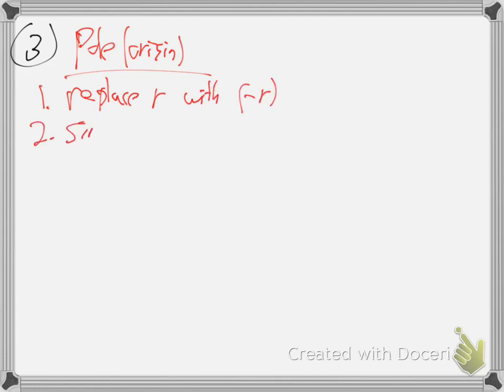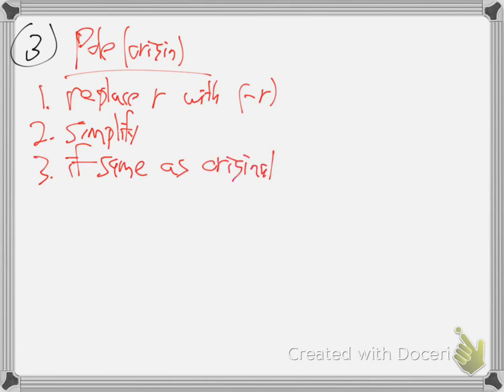Step 2, simplify, like always. Step 3, compare. If it's the same as the original, that's symmetry, then yes, otherwise maybe. And what would that look like? That's the pole, it's like diagonal symmetry kind of. Through the pole, through the origin, it's the same on the other side of the origin. That's what that would end up looking like.